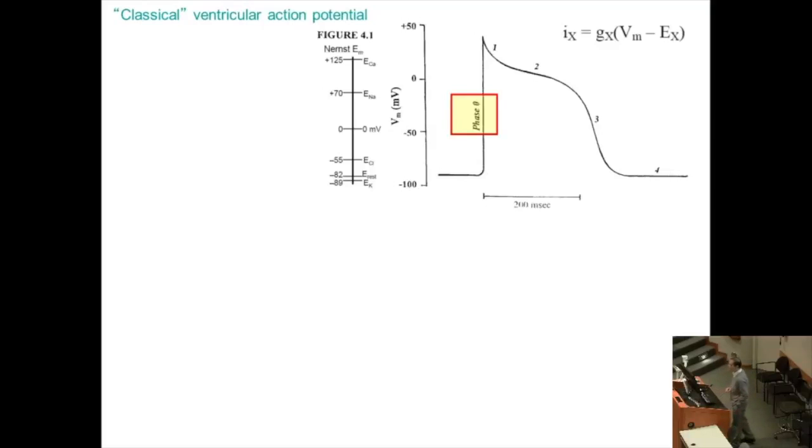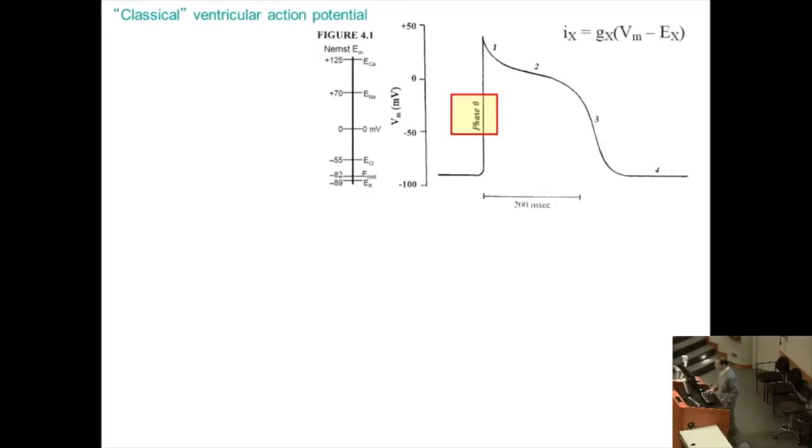The classical action potential, when people talk about the cardiac action potential, is the ventricular action potential. Generally speaking, unless somebody specifies otherwise, that's the one they're talking about. But you should recognize that there are different action potentials in the different tissues, and the reason is because there are different channels, different channel densities in the different tissues, and we're going to talk about some of that today.